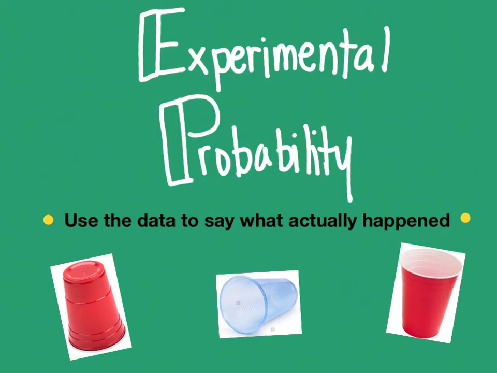In this video, we're going to go over experimental probability. Experimental probability basically is having us use the data that's already been collected from an experiment and then use that to say what actually did happen for a specific event.